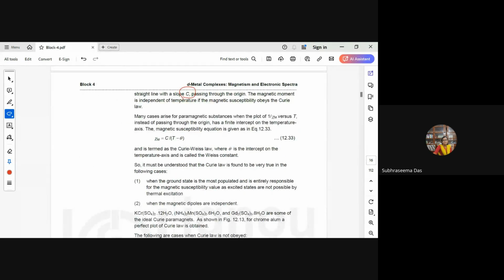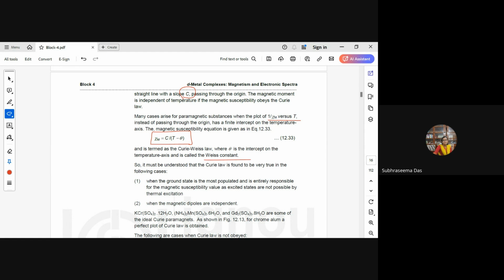In many cases for paramagnetic substances, the plot of 1 by chi m versus T, instead of passing through the origin, comes with an intercept on the temperature axis. So the equation was further modified and given as chi m is equal to C by T minus theta. This modified Curie law is called the Curie-Weiss law, and theta represents the intercept on the temperature axis, called the Weiss constant.